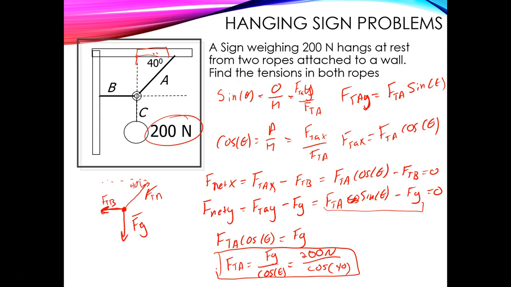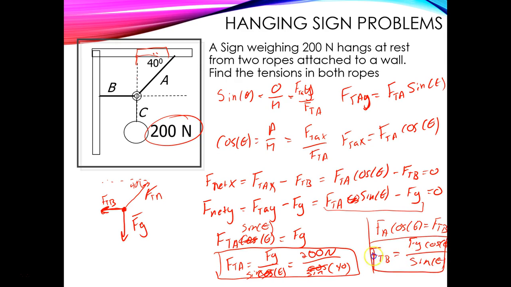And then what I'm going to do is look at my F net x equation, and I see that, okay, well, FTA times the cosine of theta is really equal to FTB. Or FTB is equal to, if I plug in from before, that Fg times the cosine of theta. Oh, sorry, this is supposed to be the sine of theta. Fg times the cosine of theta all divided by the sine of theta. And that's going to give me what my force of tension in the rope B will be.